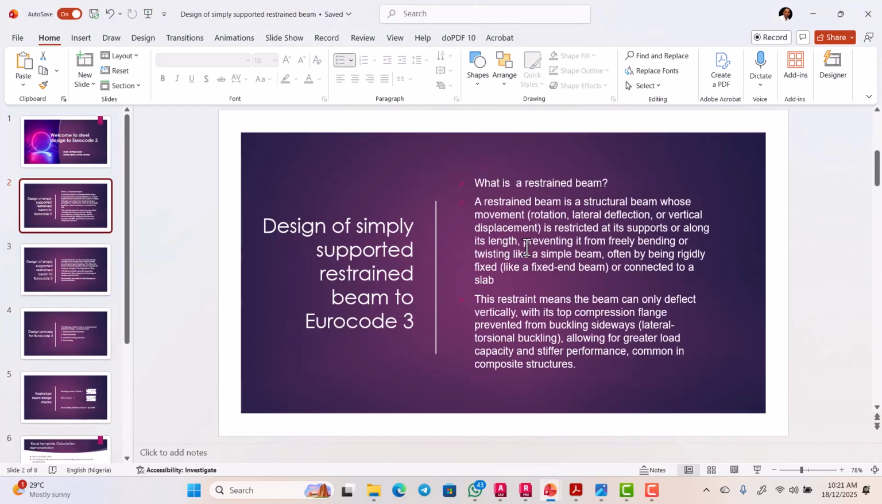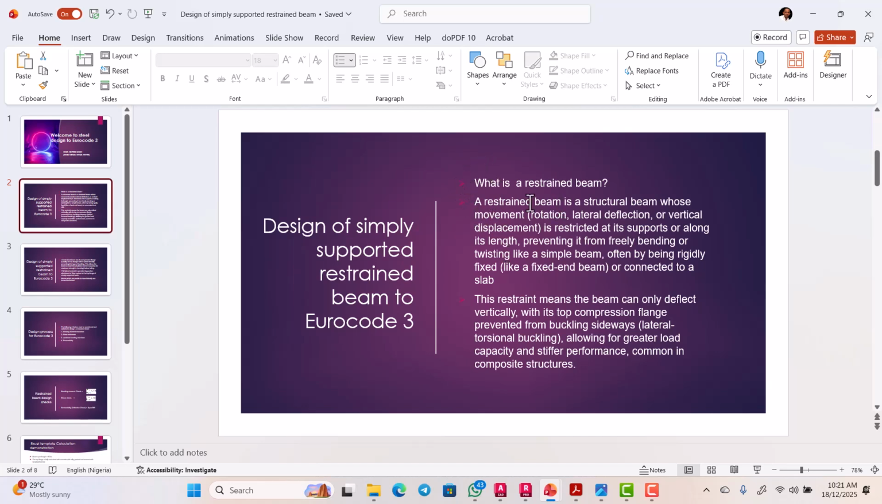Now, what is a restrained beam? That is the first question that you must ask yourself. What is a restrained beam? A lot of people just pick a design software and start designing without really understanding what type of structure they are designing and the principles that govern the design of that structure. So we want to understand what a restrained beam is and what design processes are required when we are designing a restrained beam.